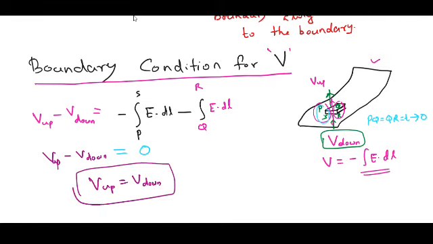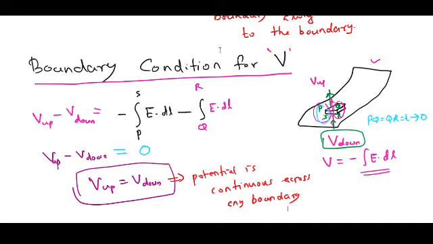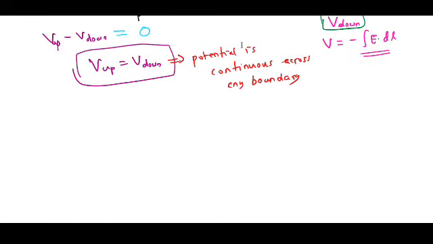This is the boundary condition for the electric potential. The physical meaning is this one: potential is continuous across any boundary. We can prove this boundary condition using an example. That is, consider a potential on the surface of a charged spherical shell.